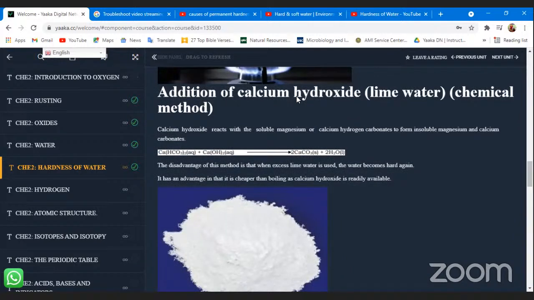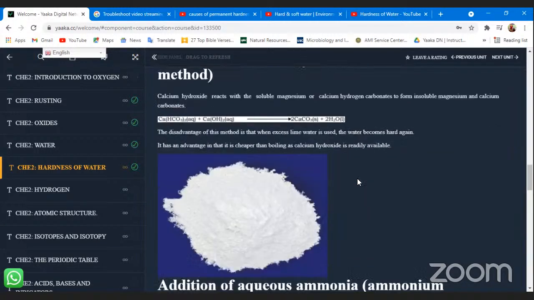Another way to make water soft is addition of calcium hydroxide or lime water. This is called the chemical method. Calcium hydroxide reacts with the soluble magnesium and calcium hydrogen carbonates to form insoluble magnesium and calcium carbonates. Just like you see in this equation, calcium hydrogen carbonate reacts with calcium hydroxide to form calcium carbonate and water. The disadvantage of this method is that when excess lime is used, the water becomes hard again. So you have to use moderate lime. It has an advantage in that it is cheaper than boiling, as calcium hydroxide is readily available.